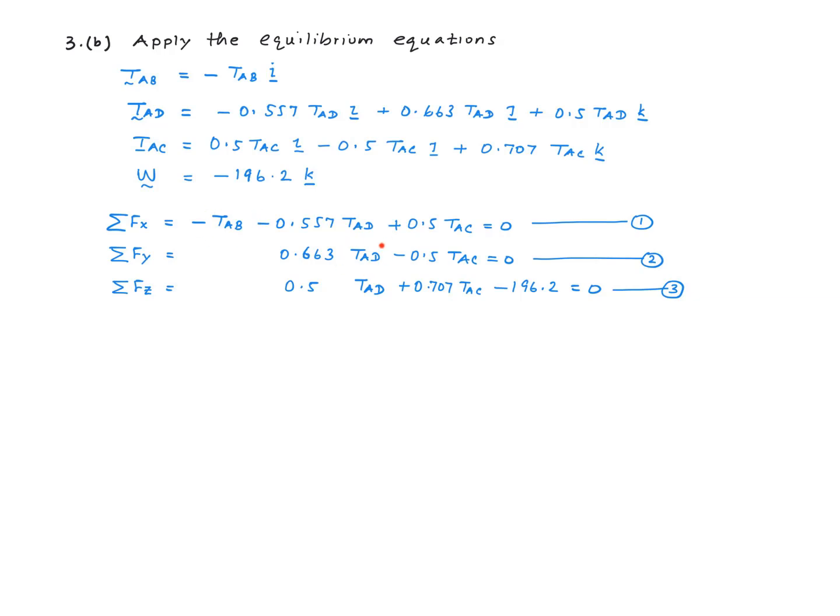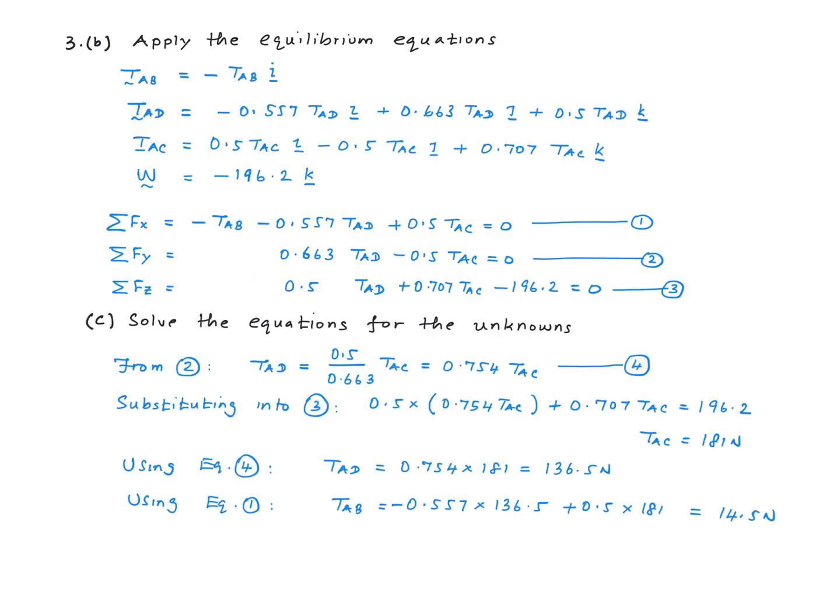I'm going to find TAD from equation number 2. Substitute that into equation number 3, right? Then equation number 3 will be just in terms of TAC. So we can go ahead and find that. Then we go back and apply that to this equation to find TAD. Then we go back to equation number 1. So here are the details. Very easy to follow. I'll let you follow.